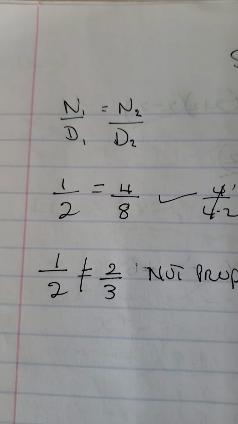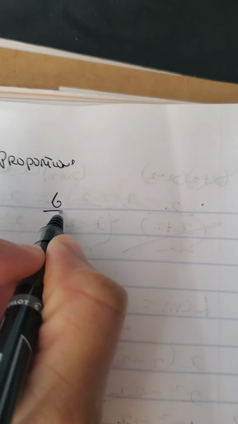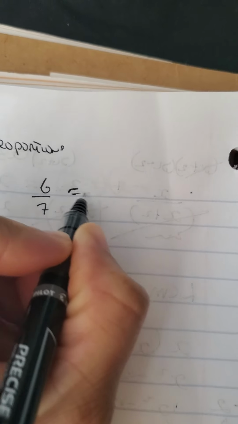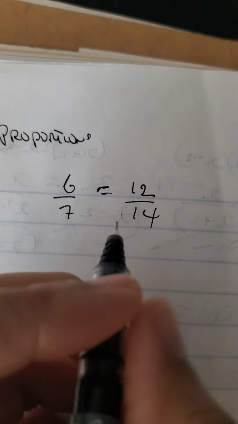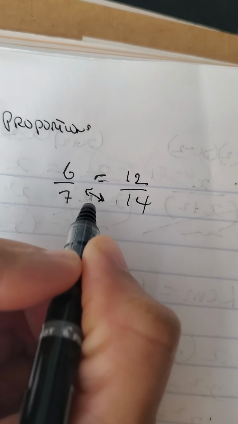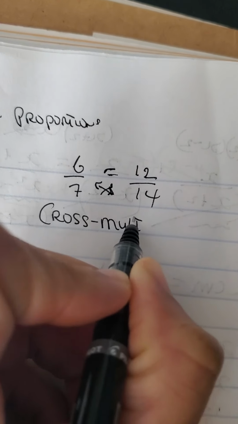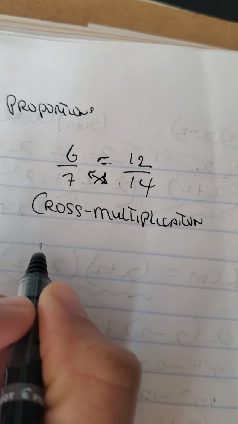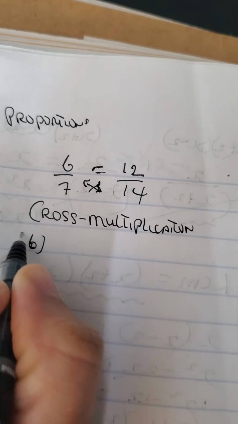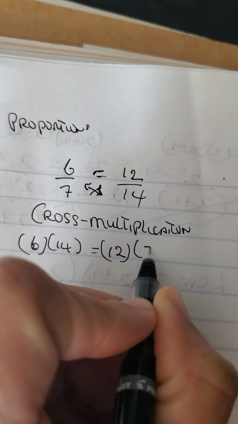That's 50%. So at the pre-algebra stage, you'll see a question that says, is 6/7 proportional to 12 over 14? So there's a couple ways you can do this. You can cross multiply. Here is where true cross multiplication occurs, where you're actually multiplying. You're saying things like 6 times 14 is equal to 12 times 7.